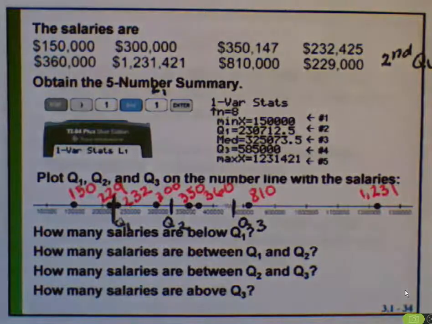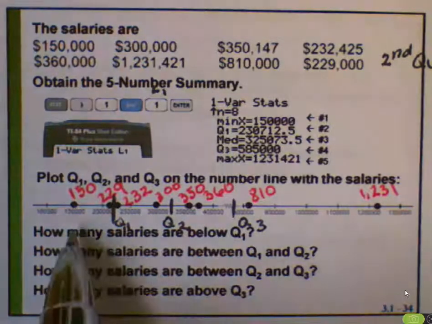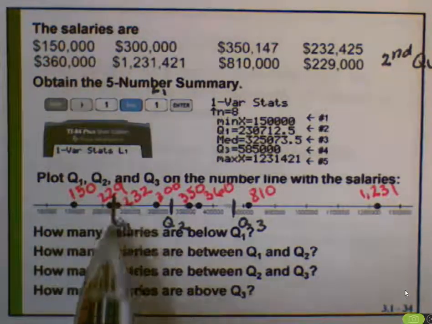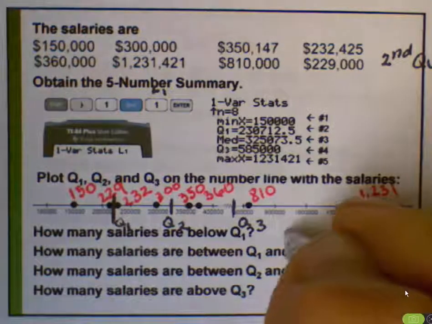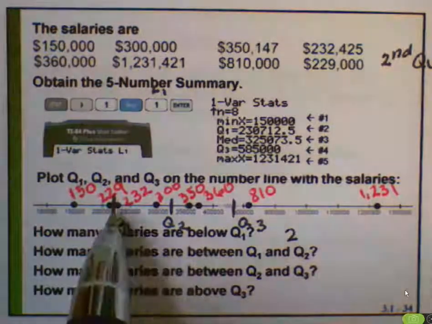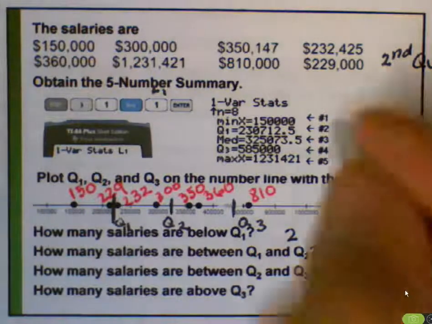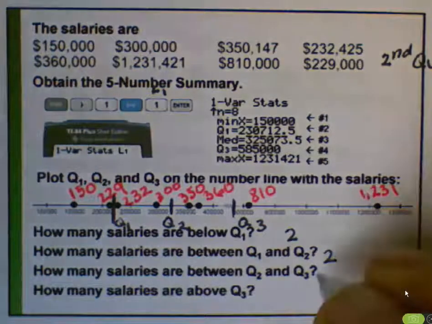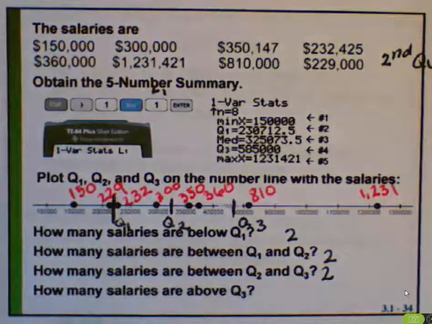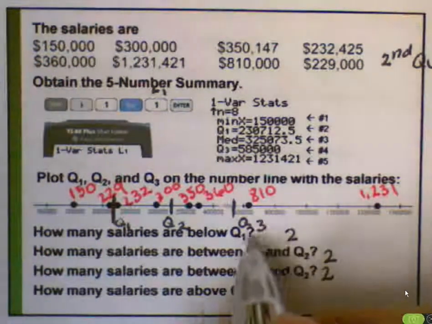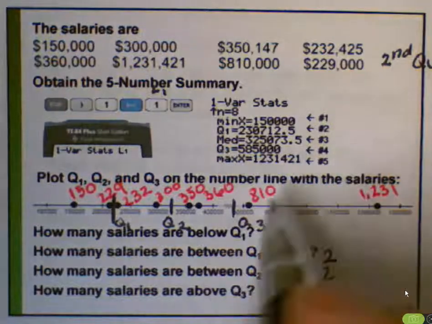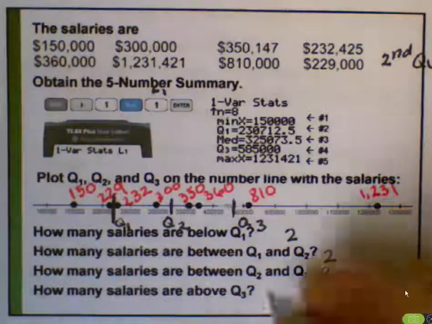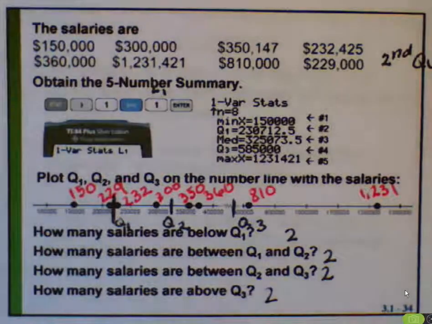And do those quartiles divide the data set up into 4 equal groups? I had 8 salaries in all. How many salaries are below the first quartile? It looks like there are 2. How many salaries are between the first quartile and the second quartile? That looks like 2 as well. Between the second and third quartiles, there are 2 salaries. And then above the third quartile, there's 2 salaries as well, the 810,000 and the 1,231,000. So yes, those quartiles did divide the data up into 4 equal sets.